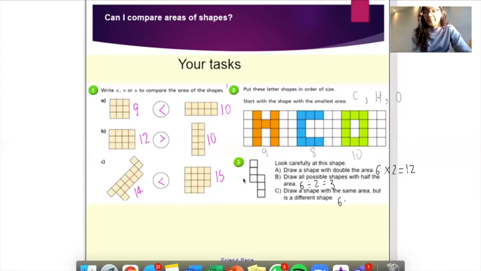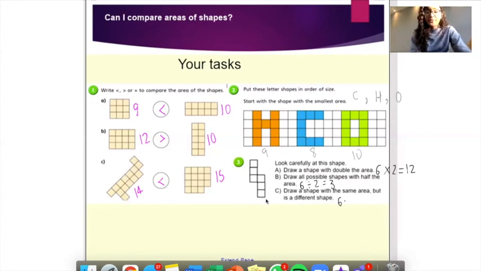Question number 3. Look carefully at this shape. Part A. Draw a shape with double the area. So what I did was I calculated the area of this shape and then multiplied it by 2. So the area of this shape is 6. So I did 6 times 2 to get 12. So I would like to see what shape you draw that has an area of 12, that is made up of 12 squares.